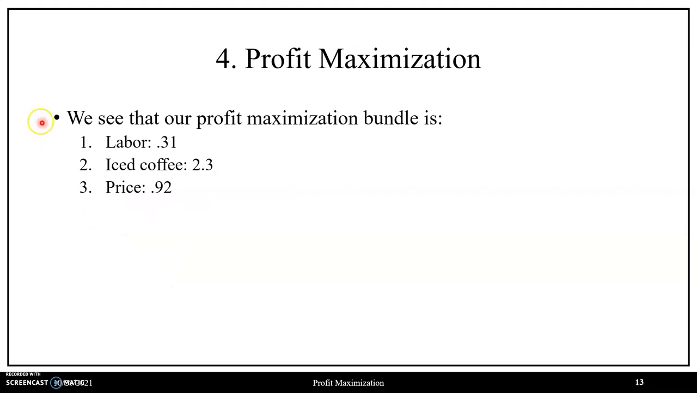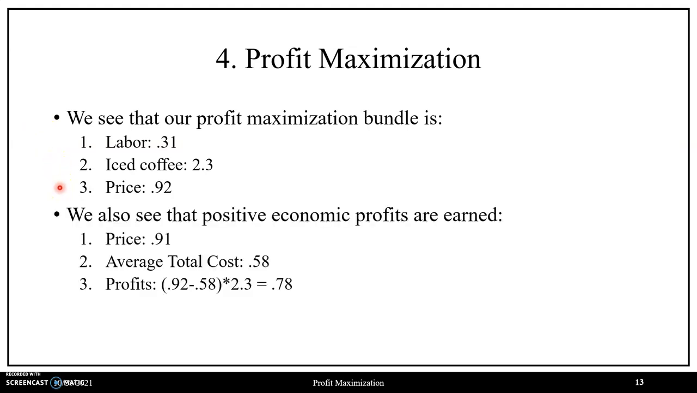To see this, recall once again, our profit maximization bundle is to use 31% of our labor force to produce 2.3 units of iced coffee and sell it at a price point of 92 cents. There are positive economic profits, since our price point is 92 cents, excuse me, the 91 cents here, and our average total costs are 58 cents, such that the difference between price and average total costs will be positive, such that when we scale that by our quantity level of 2.3 units of coffee produced, this generates a positive economic profit value of 78 cents.